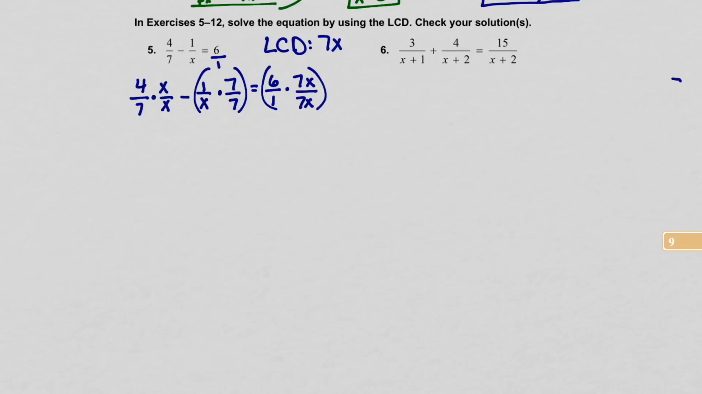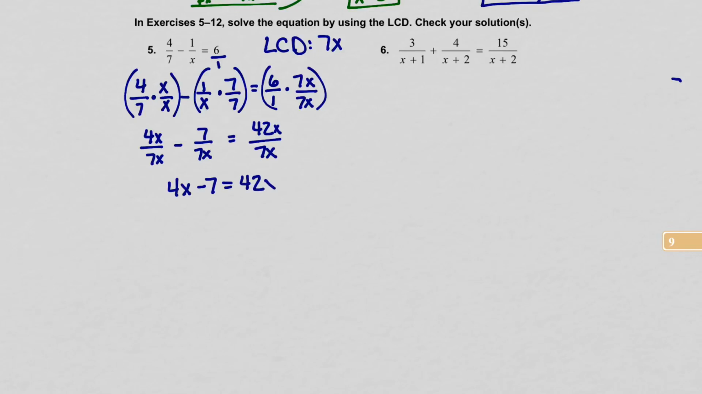So I'm going to simplify by doing those multiplications, and I end up with 4x over 7x minus 7 over 7x equals 42x over 7x. And if I multiply everything by 7x, the denominators go away, and I'm left with 4x minus 7 equals 42x. And then I need to solve for x, so I'm going to subtract 4x from both sides. So I get negative 7 equals 38x.